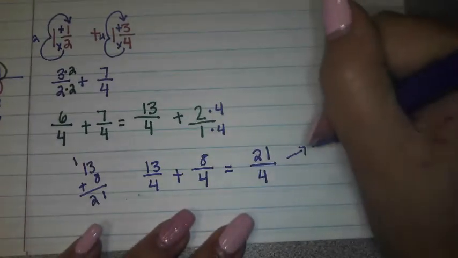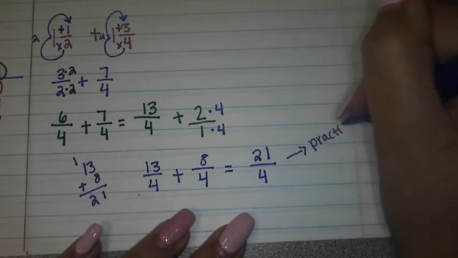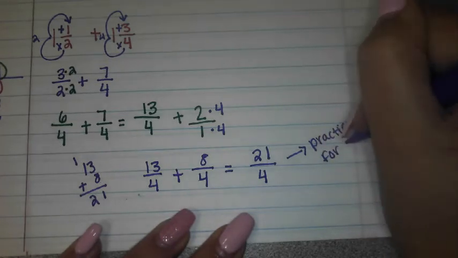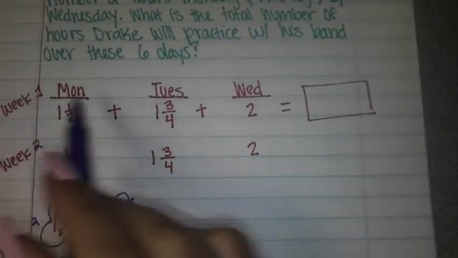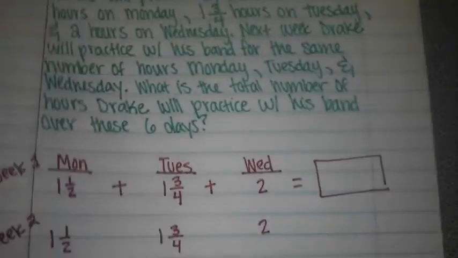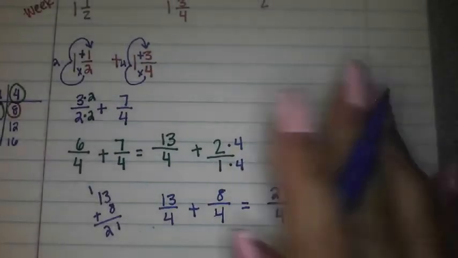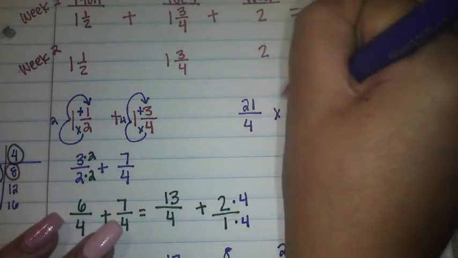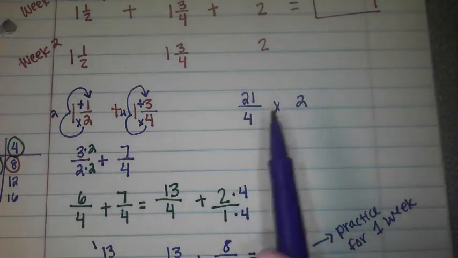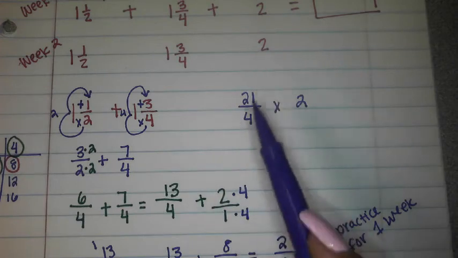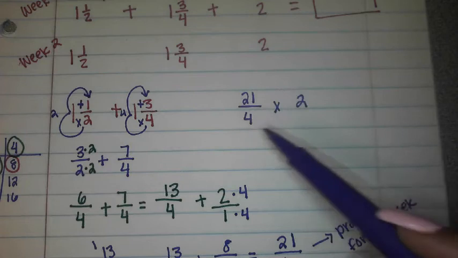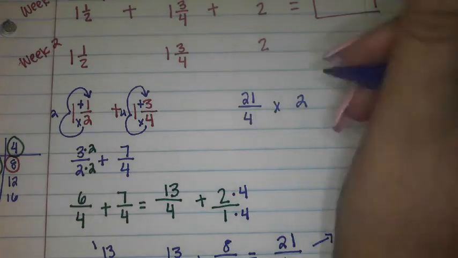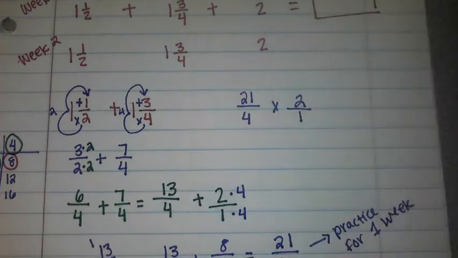So I put practice for 1 week. We want to know how much he practiced for both of those weeks, over those 6 days. So that means I'm going to take that 21 over 4 and multiply it by 2. Now, when we multiply fractions or mixed numbers, we need to make sure it's an improper fraction, so this is good. And then we have this whole number, which is 2. I'm going to put that 2 over 1.